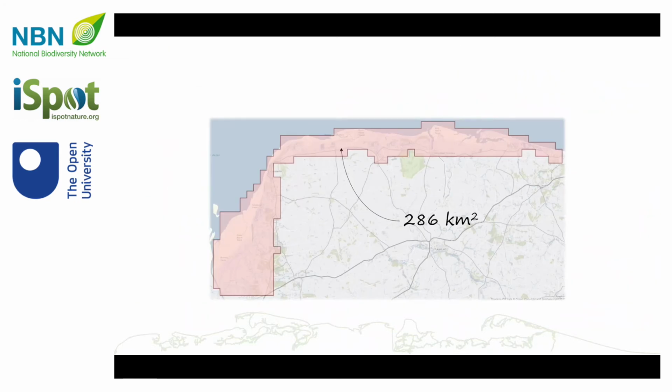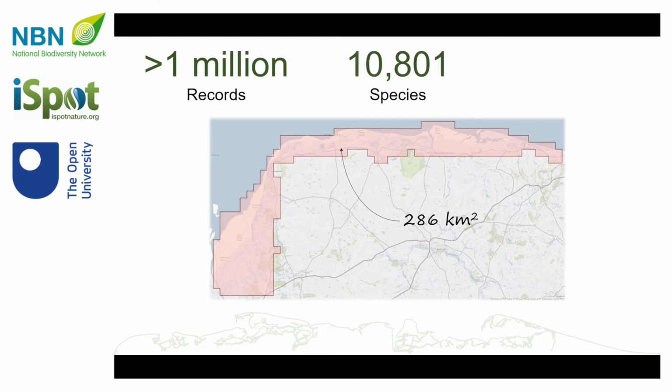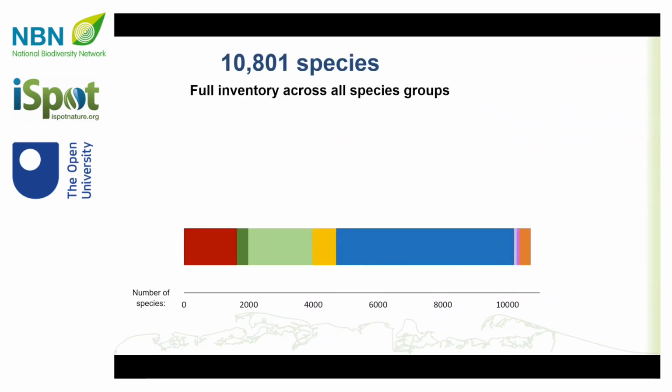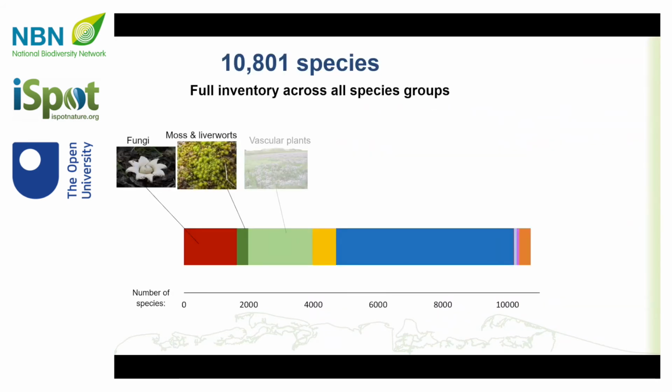So with the data that we've got for our study area in the Norfolk coast, we've had over 1 million records in, containing almost 11,000 species. And extremely importantly, we've had local experts and recorders validate our species lists.